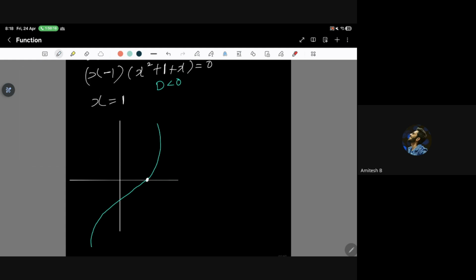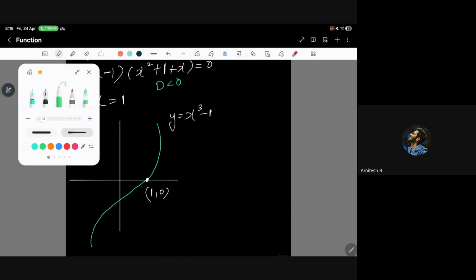This is the root: when x is 1, y is 0. We are drawing y equal to x cube minus 1. When x is plus infinity, y is also plus infinity. When x is minus infinity, y is also minus infinity. And this will be the graph of y equal to x cube minus 1. Now you just have to figure out when the value of y is positive, when the value of y is negative, and when the value of y is 0.